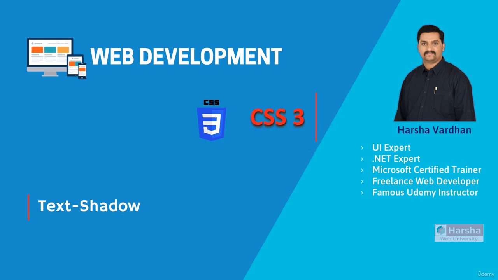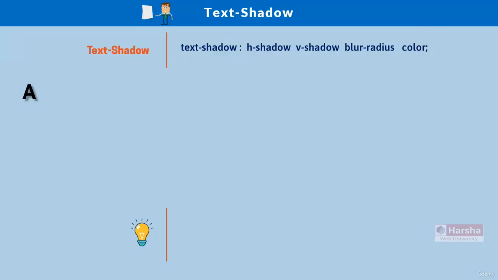The text shadow property in CSS3 is used to specify the shadow for the text, so it is indirectly used to highlight the text. In the text shadow property, you are required to specify 4 values: horizontal shadow, vertical shadow, blur radius, and color.